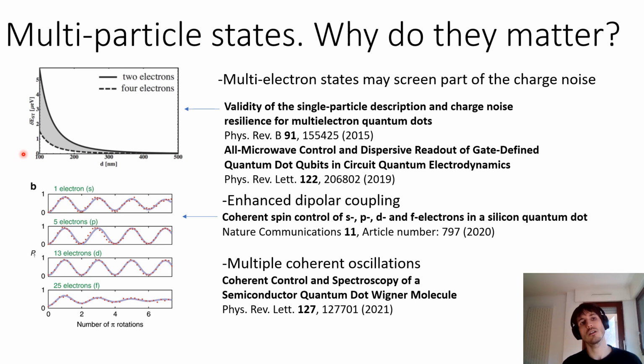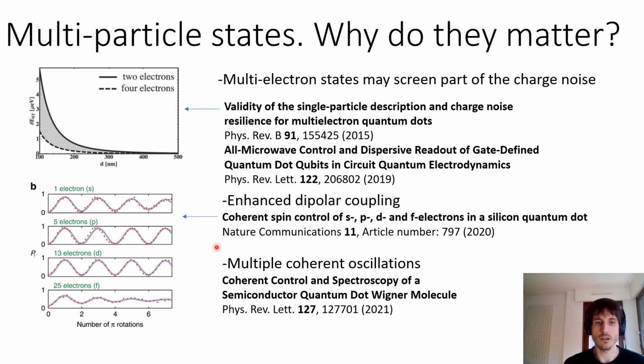So to go beyond, we need to understand the many details that affect our qubits. One of them, which is the focus of this talk, is the Coulomb interaction, or more generally multi-particle states. So why do they matter? There are already some theoretical works that show that if you have multiple electron states encoding a qubit, since you have multiple particles, you may be able to screen part of the charge noise fluctuations that come from the environment. So that's a good thing.